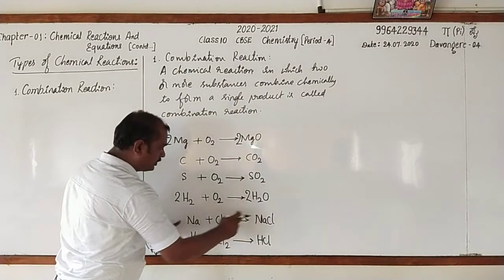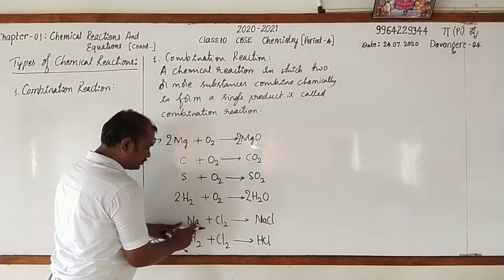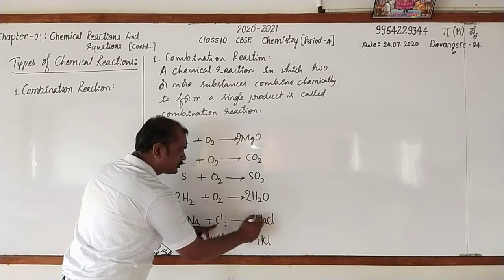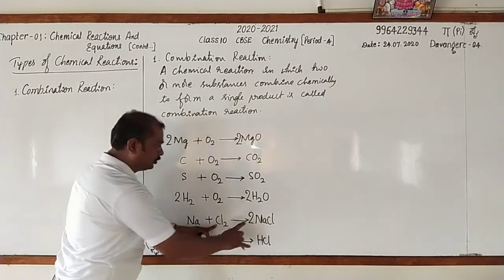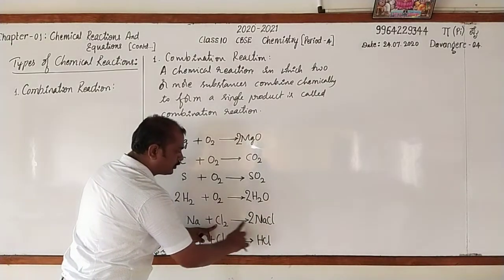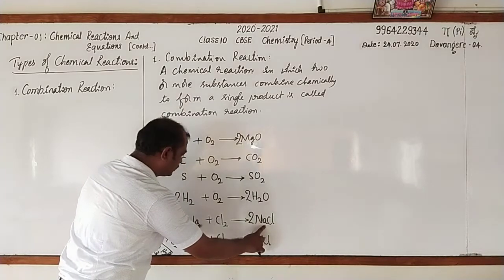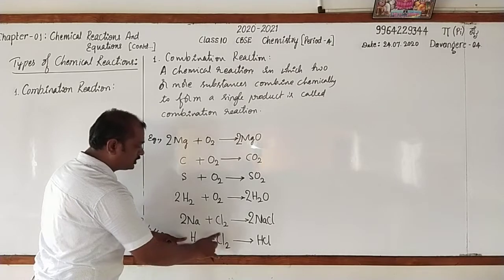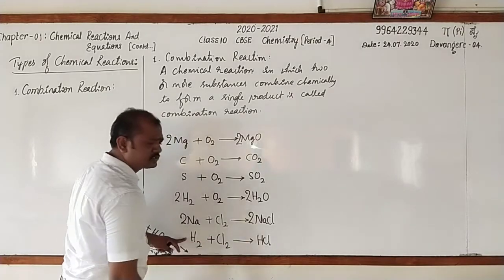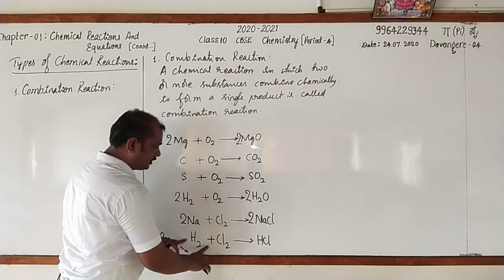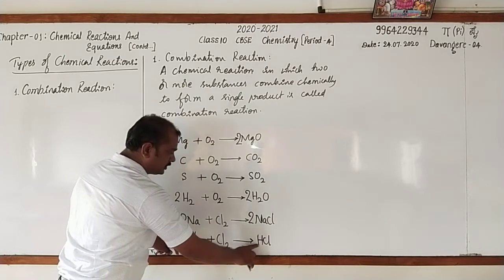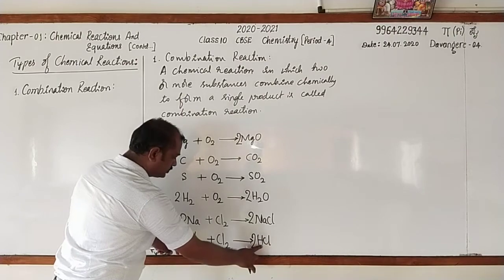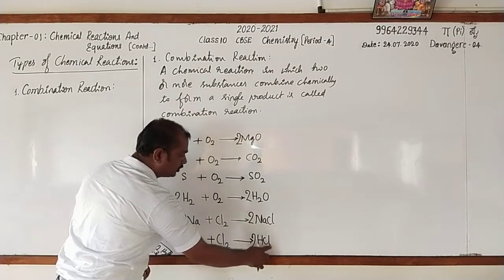Then, sodium chloride. Look here. Sodium atom is balanced. But chlorine, here 2, here is 1. Hence, we have to multiply by 2. Then, 2 atoms of chlorine, 2 atoms of chlorine, 2 atoms of sodium, but here is 1. Hence, you should write 2. Next, hydrogen and chlorine gives rise to hydrogen chloride. Here, 2 atoms of hydrogen, there is only 1. Hence, you can write here 2. Observe, hydrogen is balanced, chlorine 2, chlorine 2.